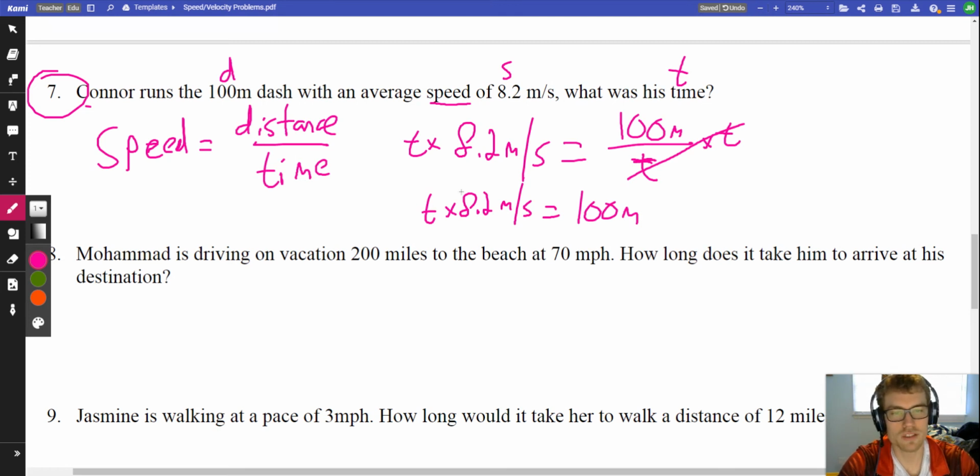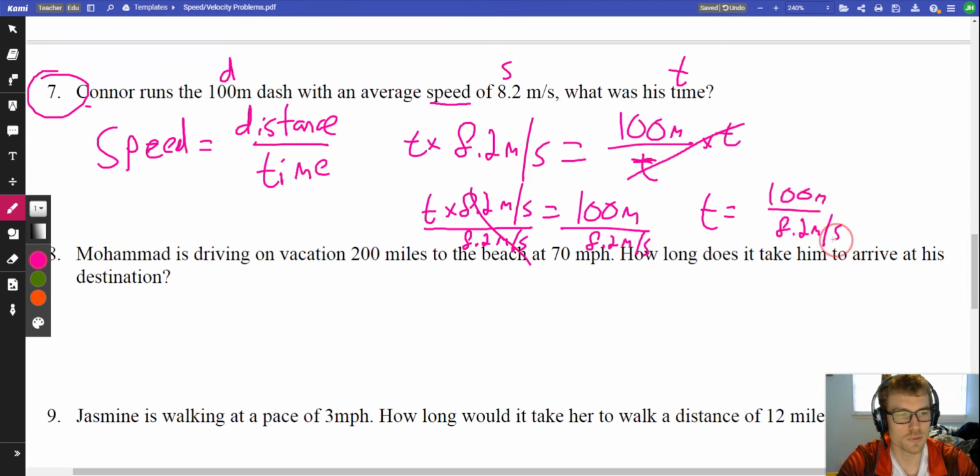Well, again, we want to try to get T by itself. So here's step number 2. Step number 2 is we're going to divide the left side of the equation by the 8.2 meters per second. We're going to divide it by speed. So that cancels out. And we're going to need to make sure that we do that on the other side of the equation as well. So what are we left with? Let's rewrite this again. T is equal to 100 meters divided by 8.2 meters per second.